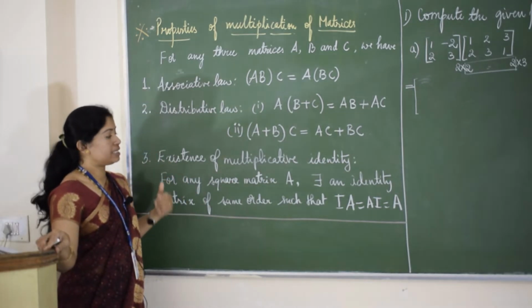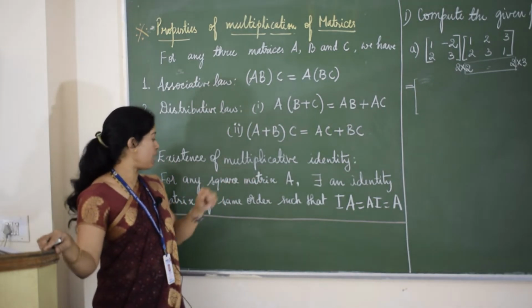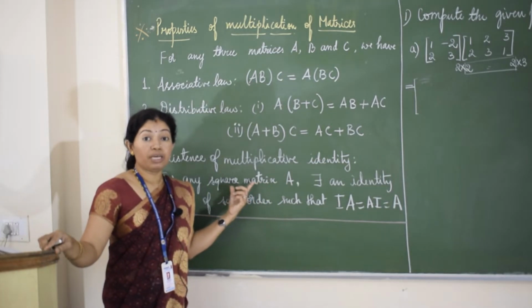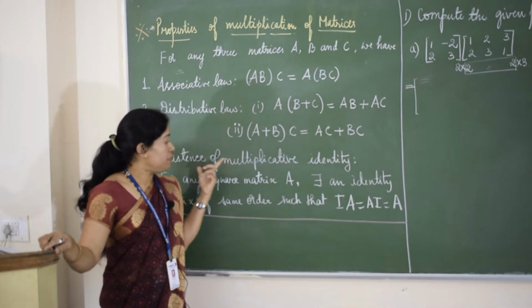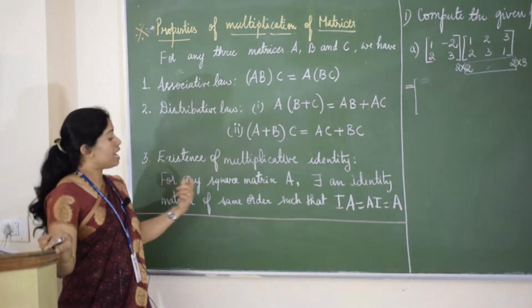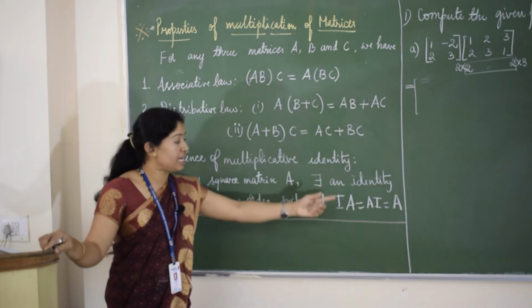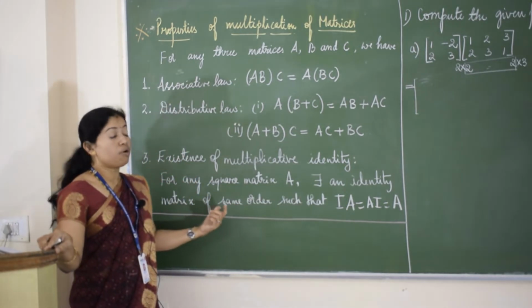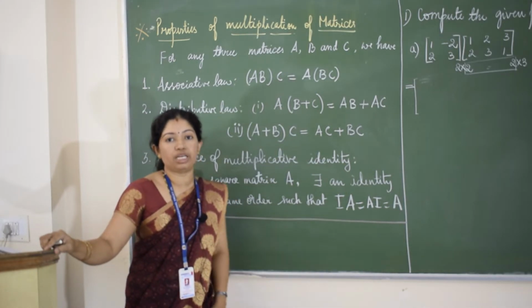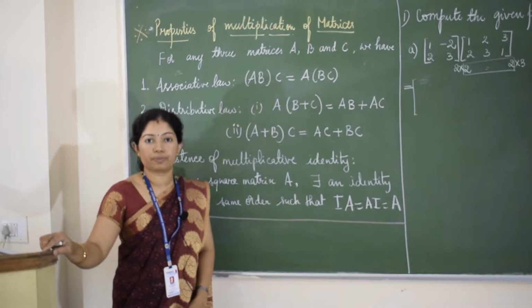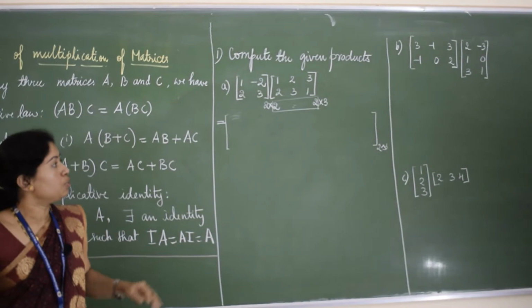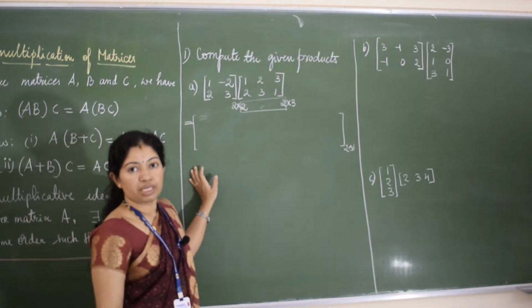Third property is existence of multiplicative identity. It should be a square matrix, okay? Multiplicative identity will exist only for a square matrix. If you take any square matrix A, there exists an identity matrix of the same order such that I into A is equal to A into I is equal to A. Now, let us solve a few problems so that you get familiar with matrix multiplication.